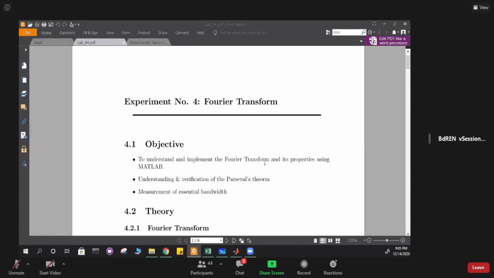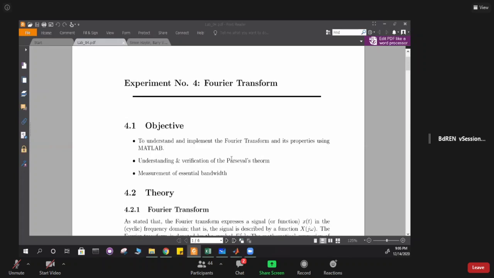Then we'll see one property, and I have given it as an assignment. A few things will be shown here, and the rest will be given as assignment. And also we'll learn Parseval's theorem. Maybe you have not heard this term, but we can discuss it, and maybe it is very easy. And also measurement of essential bandwidth, we'll try to cover this part.